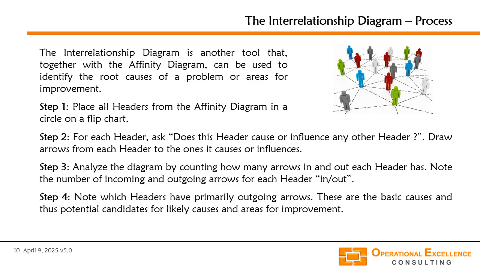In step 2, the team is going to ask for each header, does this header cause or influence any other header? The team will draw arrows from each header to the ones it causes or influences. Step 3 is then to analyze the diagram by counting how many incoming and outgoing arrows each header has. Write down the number of incoming and outgoing arrows for each header. The last step is to identify which headers have primarily outgoing arrows. These headers are potential candidates for the most likely causes or possible root causes of the problem or the areas for improvement.